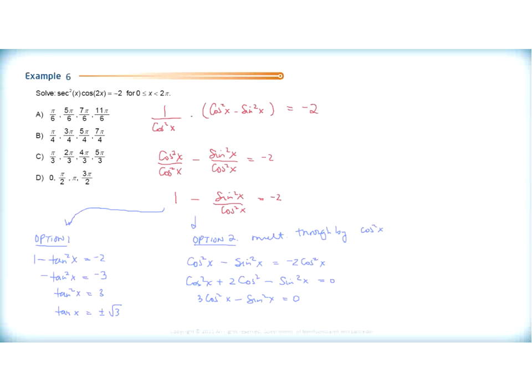We still have 2 trig functions here, sine and cosine. How can I possibly make this equation only have 1 trig function? Well, if I were to replace cosine squared with 1 minus sine squared, or sine squared with 1 minus cosine squared, doesn't matter which, I will create an equation with only 1 trig function. So let's do the first. Let's replace cosine squared with 1 minus sine squared.